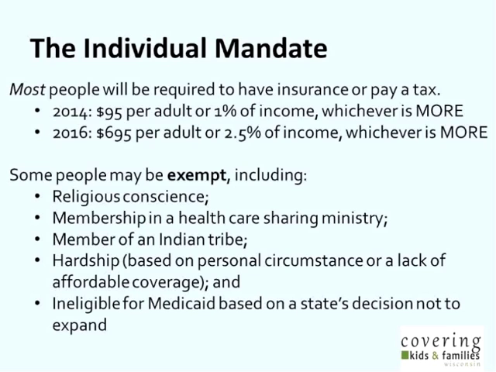That's going to go up in 2015, and then it's going to go up again in 2016, and that's the final amount, the height of it is 2016, right, Jean? Okay. So in 2016, that will be $695 per adult, or 2.5% of your income, again, whichever is more. That's something that you'll have to add up, whether it's worth it to just pay the penalty versus what the cost would be to pay for the insurance.